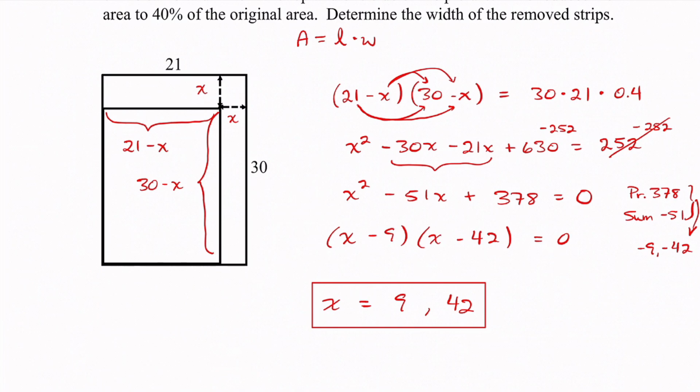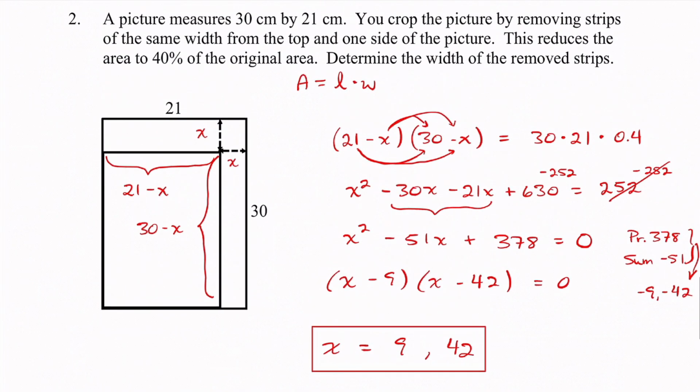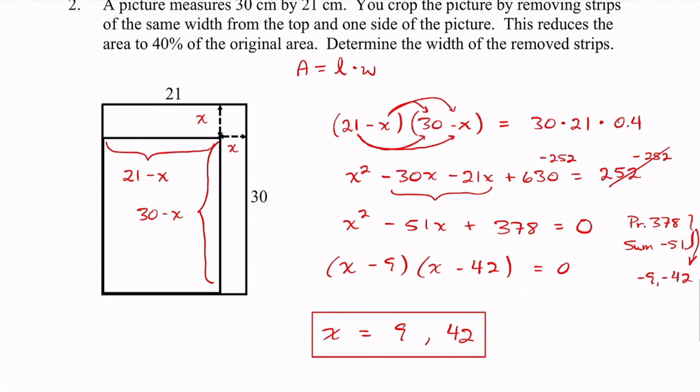Now of these two answers, because this was an applied question, we've got to think about which one of these actually works. So let's think about our diagram here. Let's first look at 42. If this was 42, could you have a length of 21 and then you took away 42 from it? You couldn't. That wouldn't make any sense because you don't even have 42, so you can't take away 42. So this one doesn't make sense. We're going to have to cross that out and say it's extraneous.